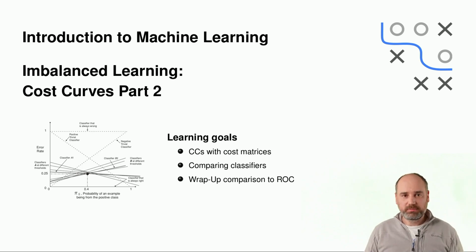Welcome to our advanced machine learning lecture, and welcome to this chapter on imbalanced learning, and specifically cost curves. This is the second part of cost curves. In the first part, we already introduced the concept of cost curves simply with respect to misclassification errors. Here we will take a look at cost curves based on true cost matrices. We'll discuss how we can compare classifiers with this and then wrap up with a comparison to ROC, which we already did to a certain extent in the first part.